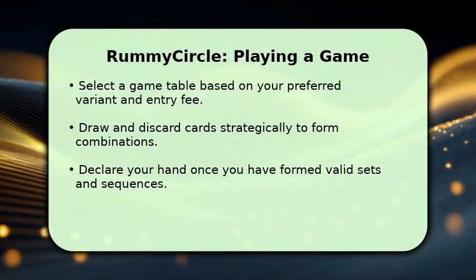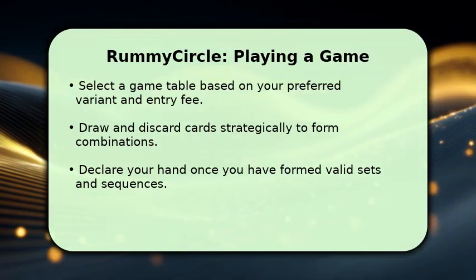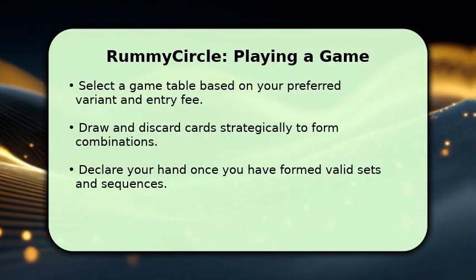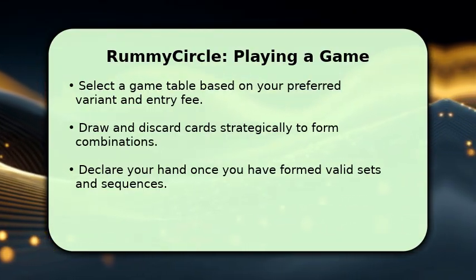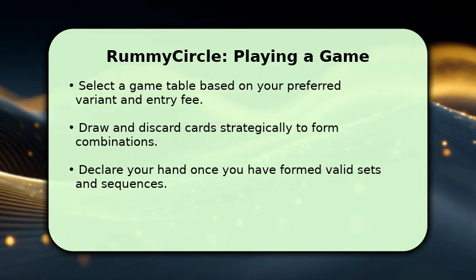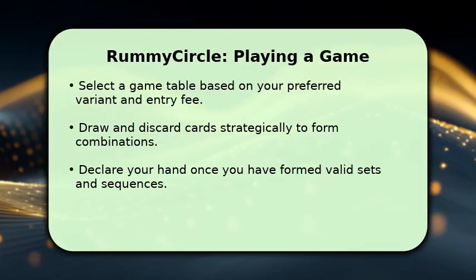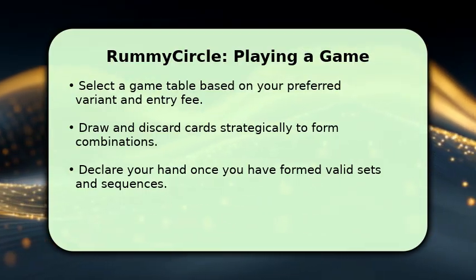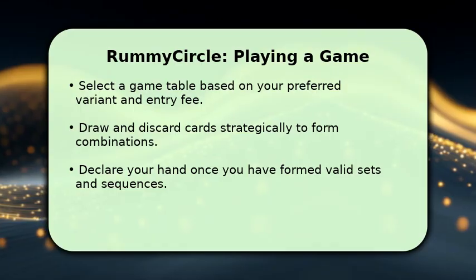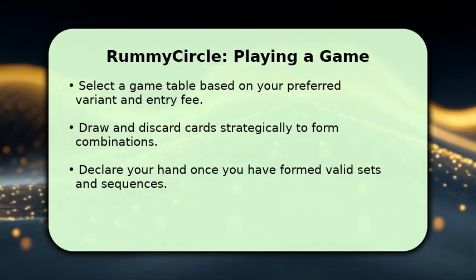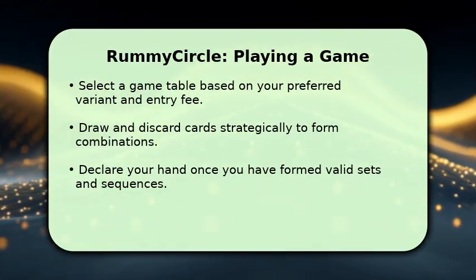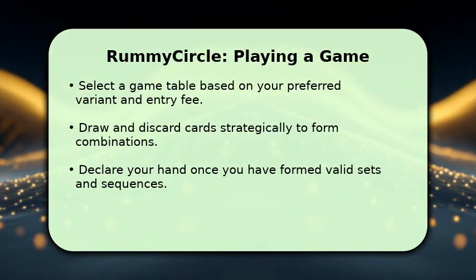Now, let's get into playing your first game. From the lobby, choose a table that matches your preferred Rummy variant and entry fee. Once seated, you will be dealt 13 cards. The game involves drawing a card from the open or closed deck and then discarding one. Your objective is to strategically form valid sets and sequences. When you have successfully arranged all your cards, you can declare your hand to win the game.